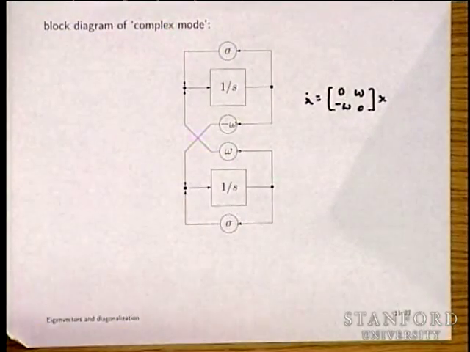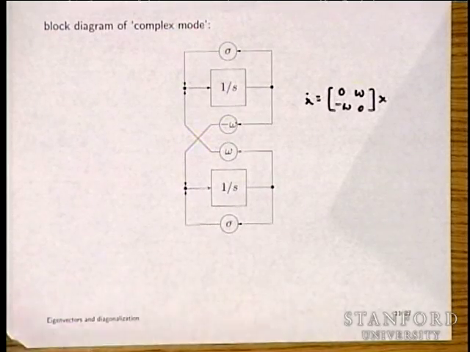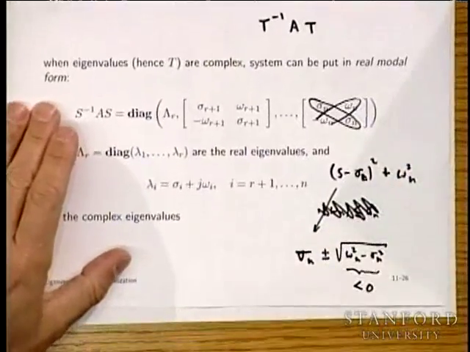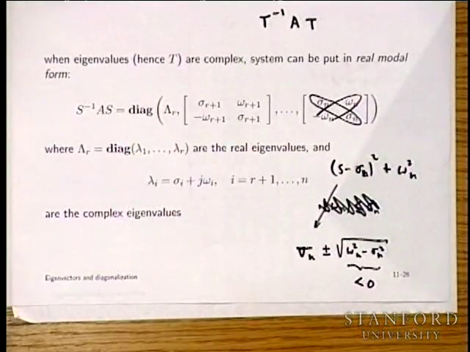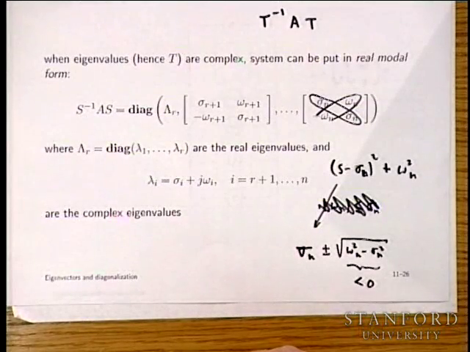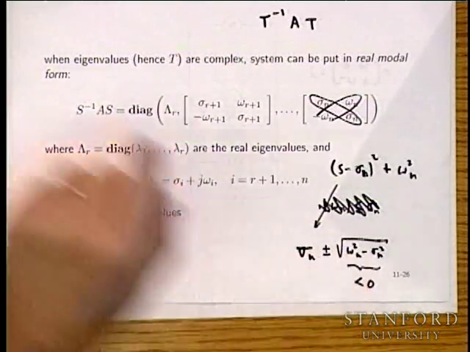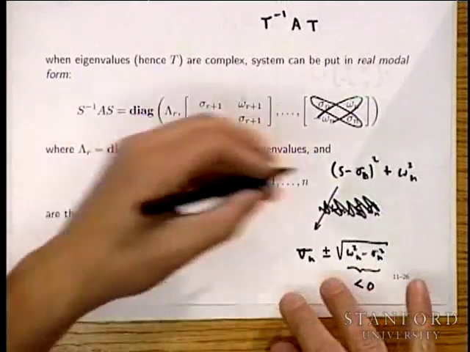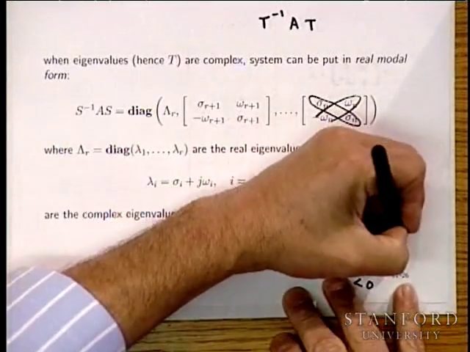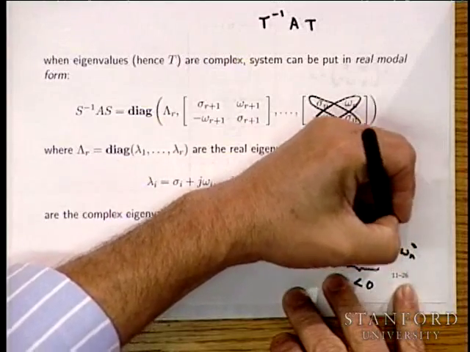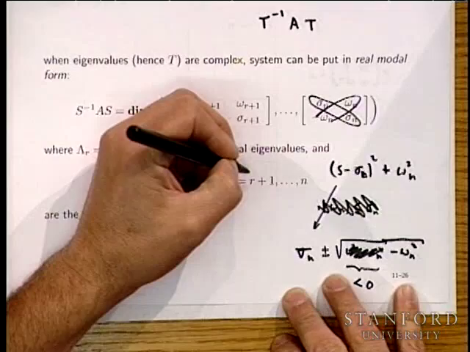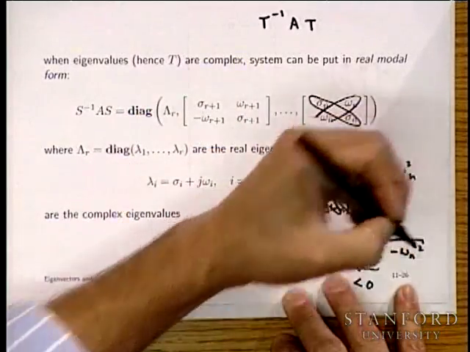So, yes? Sorry, what's that? Here? Oh, this is not it. Thank you. Like that? Sorry, with a square?